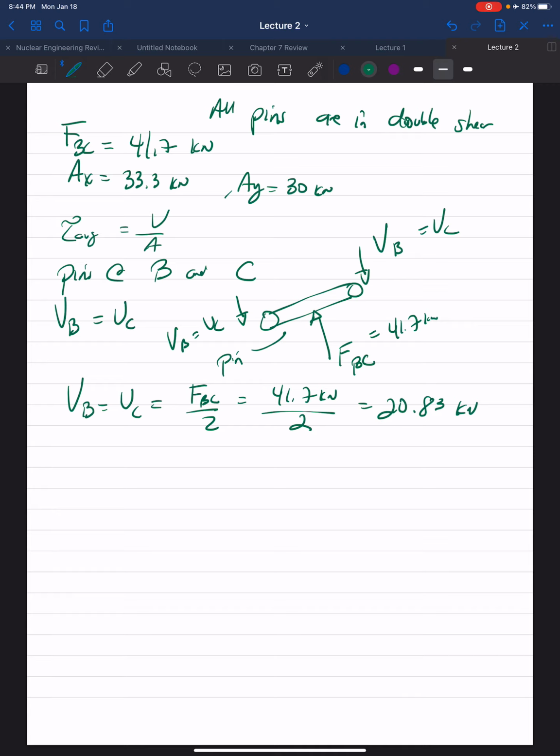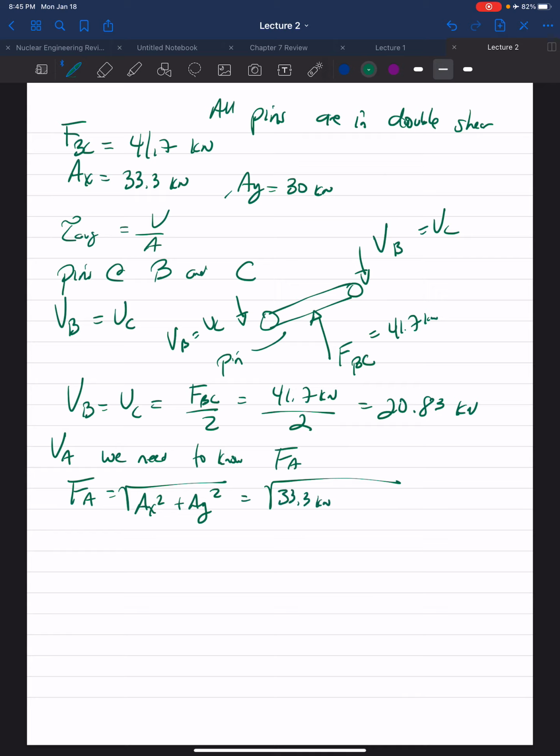So then for VA, we need to know FA. And FA, for our chapter 2 concepts, is the square root of AX squared plus AY squared. So it's the square root of 33.3 kilonewtons squared plus 30 kilonewtons squared. FA is 44.9 kilonewtons.